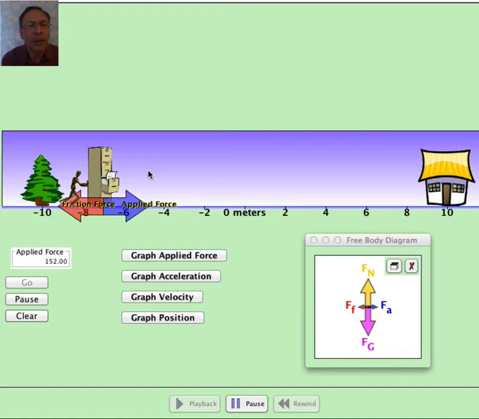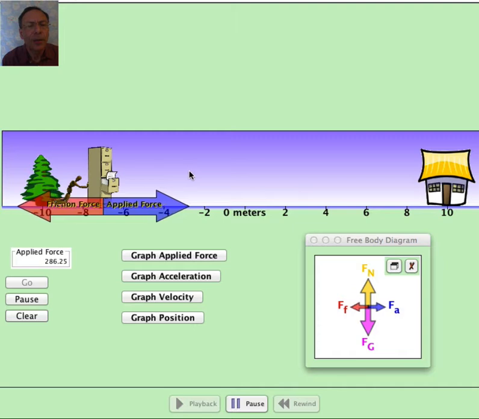Now take a look at the two vectors here. I've got the blue vector pointing to the right, that's the applied force, and going to the left, that's the friction force. Now, which type of friction do we have here? Okay, if you said static friction, you're right. Now, take a look at what happens.